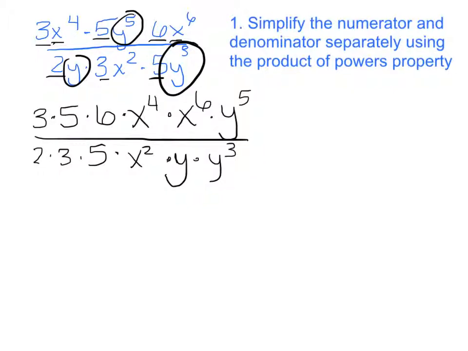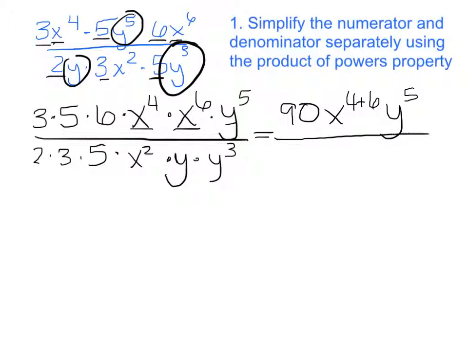Now I'm going to use step 1, and I'm going to simplify the numerator and the denominator separately using the product of powers property. So I'm going to rewrite 3 times 5 times 6 as 90. And then I'm going to use my product of powers to combine these two because the bases are the same. They both have a base of x. So I have x to the 4 plus 6. And then there's only one y, so I'm just going to have y to the 5th. So that's my numerator. Now I can look at my denominator.